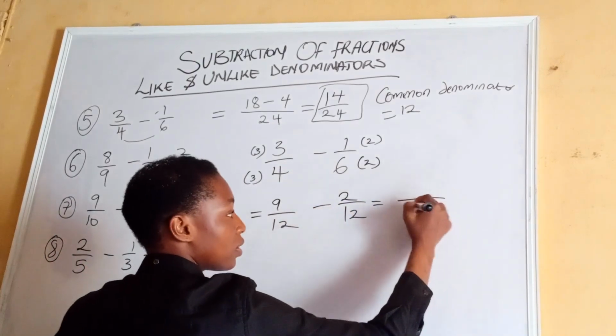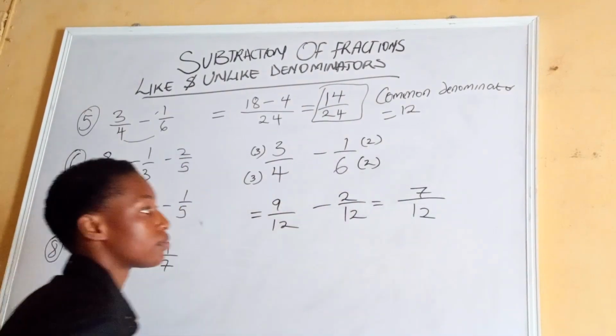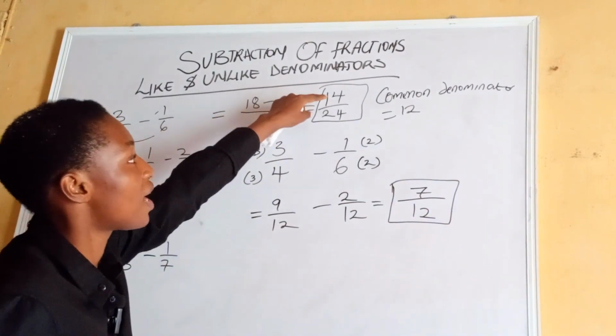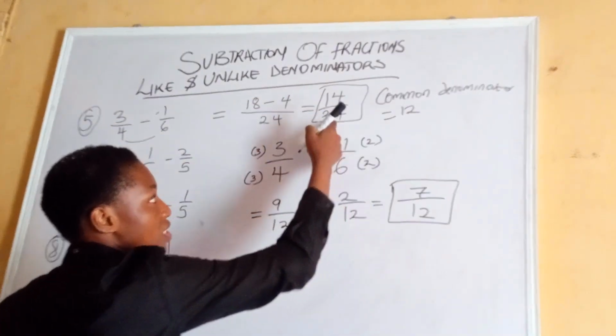And then when you go further, 9 minus 2, that's 7. This is 7 over 12. Now, mind you, if you simplify 14 over 24, you also get 7 over 12. So the answer is going to be the same.